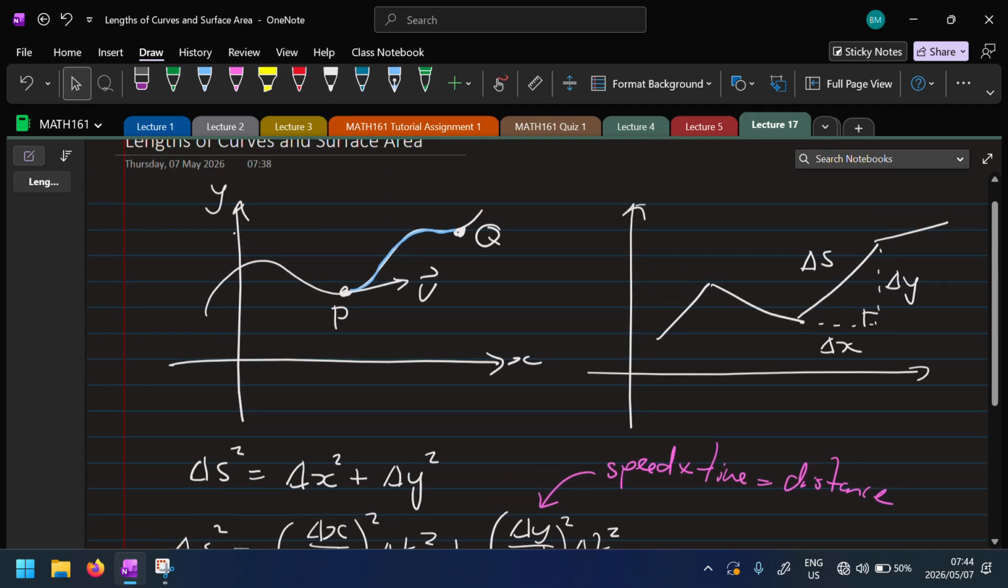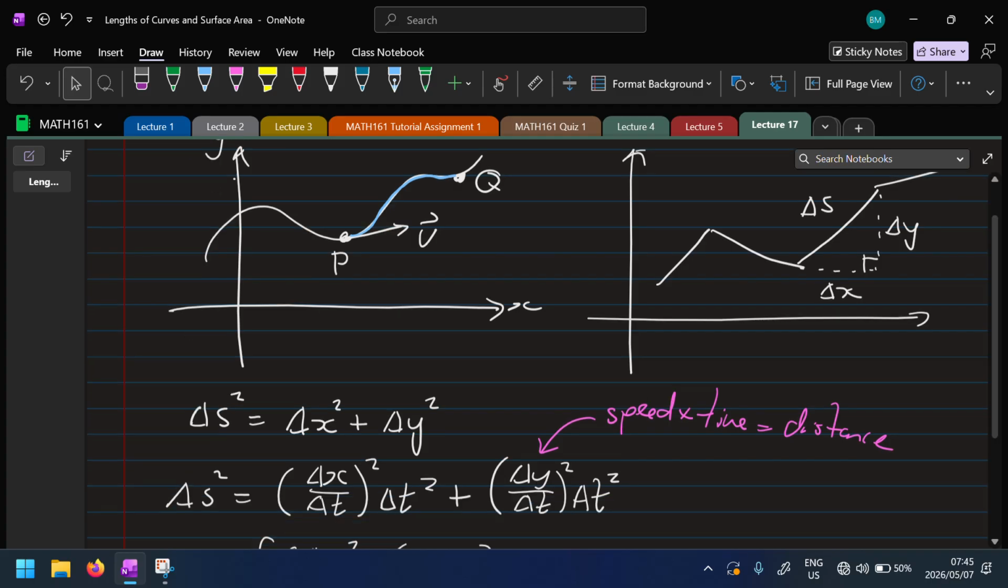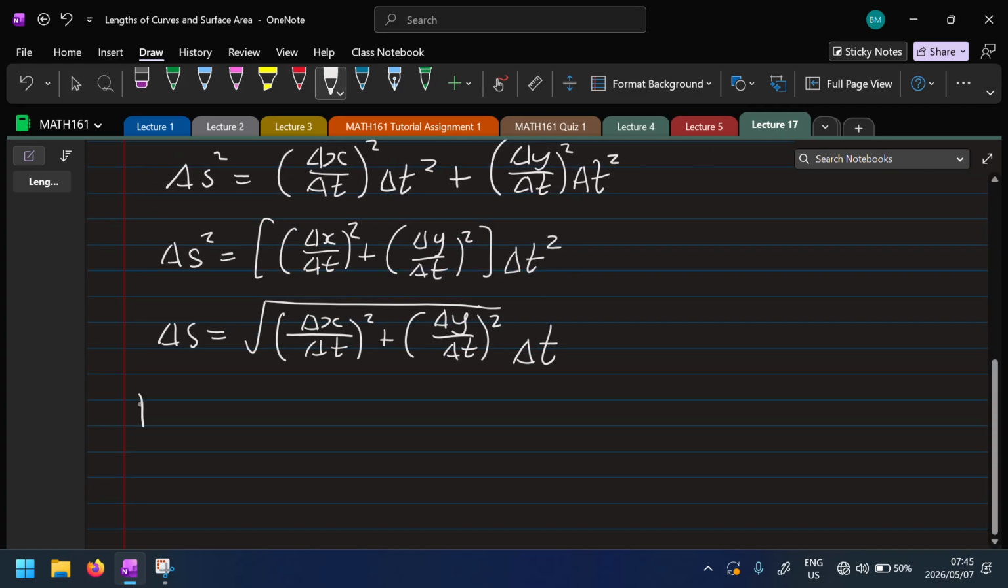Now, what we're going to do is take the limit of these segments getting smaller and smaller. So here the limit as delta x goes to 0 and delta y goes to 0, so it's going to be a smaller length segment. So in the limit, delta t goes to 0. We're looking at smaller time, so it's smaller and smaller length segments. We're going to have the following.